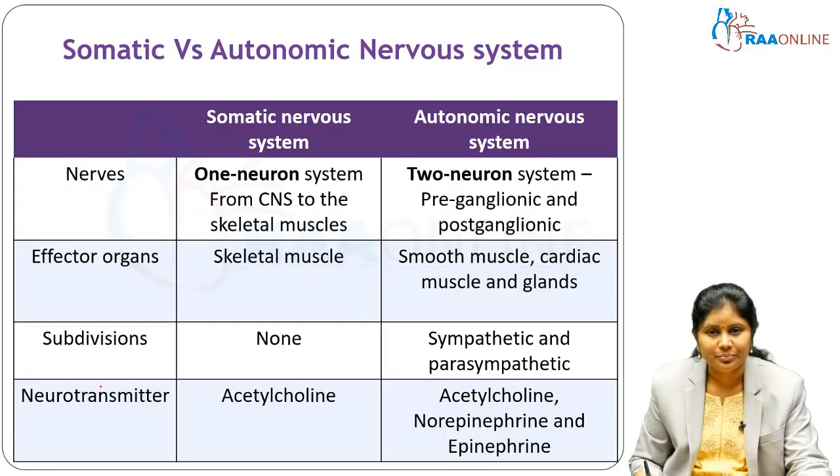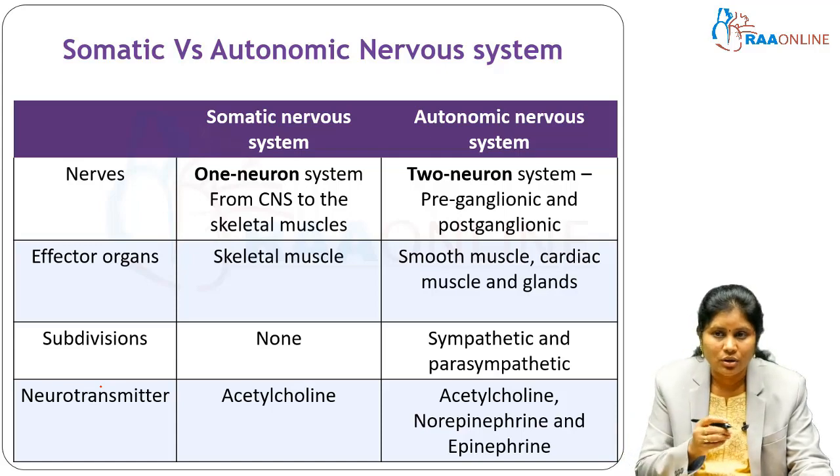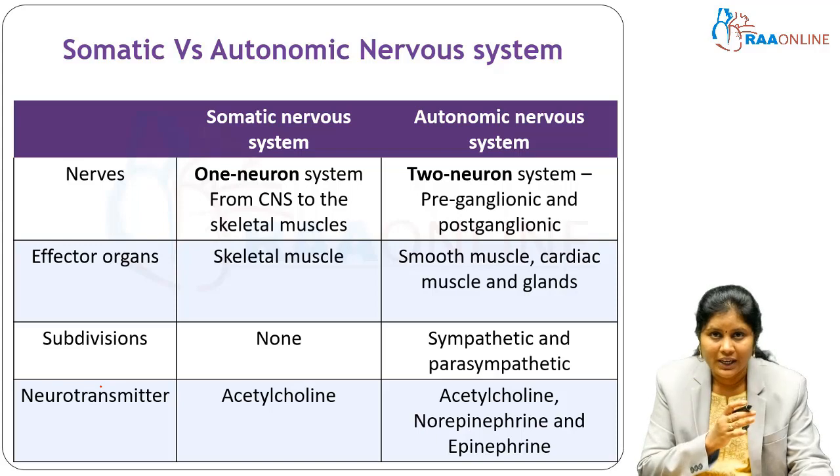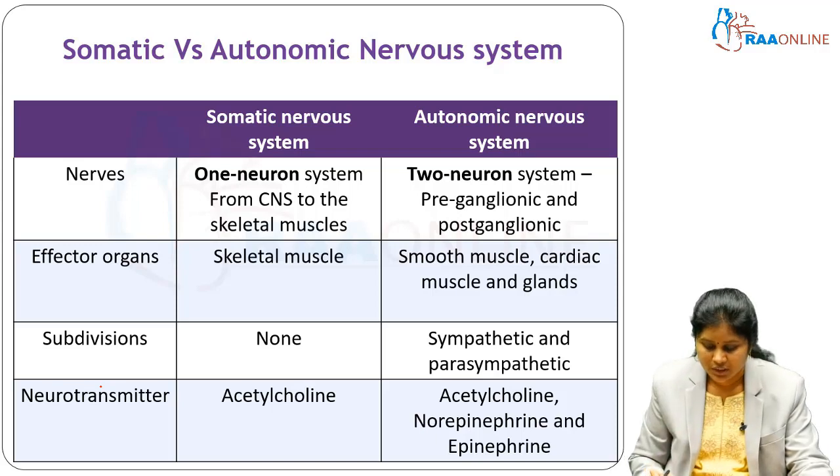The somatic nervous system is a one neuron system. That means the nerve fiber starts from the central nervous system and ends in the skeletal muscles. Of course, there are synapses in between, okay? Whereas the autonomic nervous system is a two neuron system. It has got a preganglionic neuron and postganglionic neuron. So after its origin from the spinal cord, it ends in another structure called as ganglion, and preganglionic neuron and postganglionic neuron depends upon the presence of the ganglion.